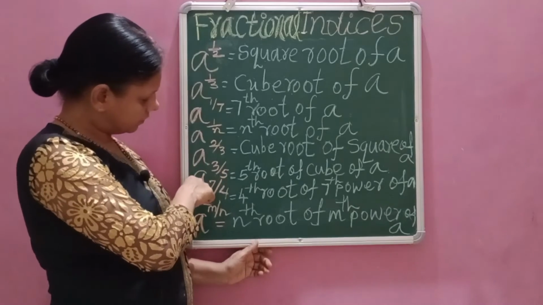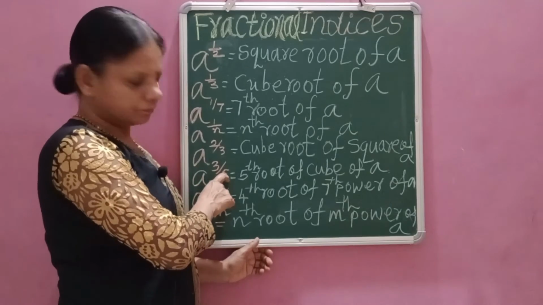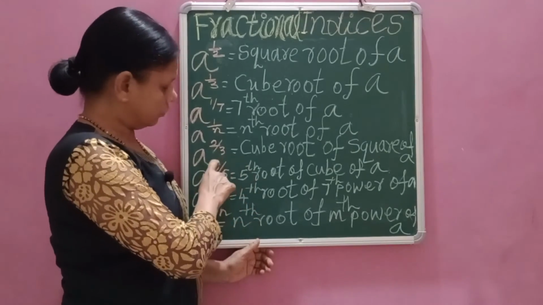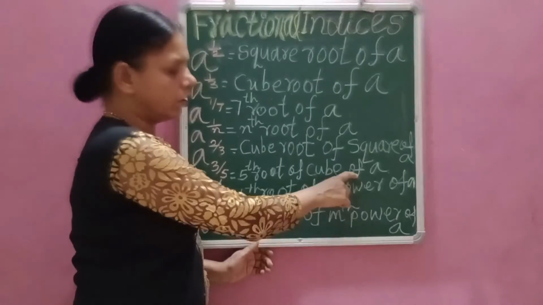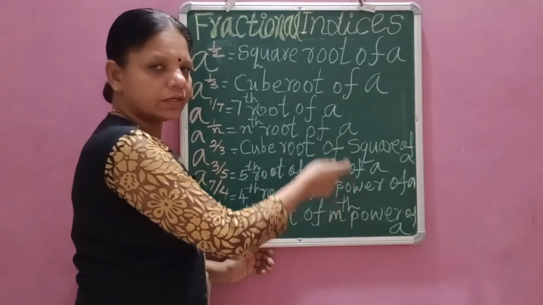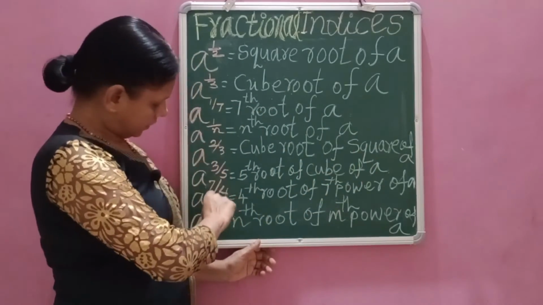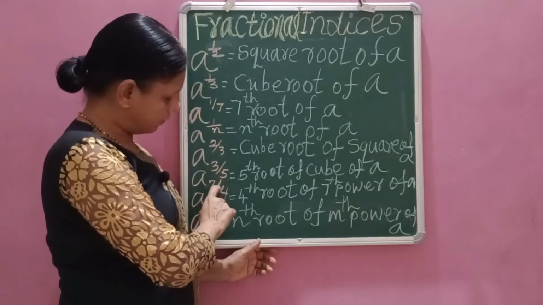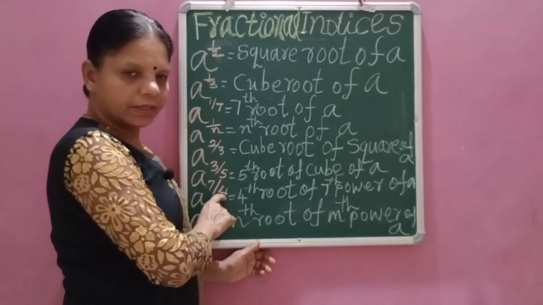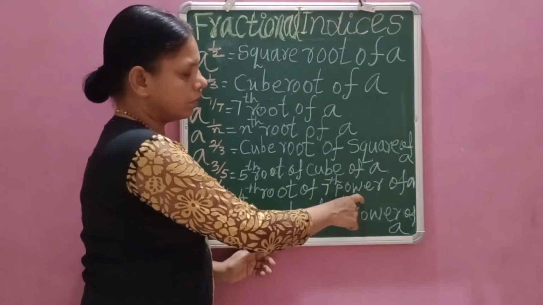Next one, a raised to 3 upon 5. So how to read it? Fifth root of third power, how to say? Cube of a. Fifth root of cube of a, or you can say cube of fifth root of a. Anyway you can name it. Next one, a raised to 7 upon 4. 4 is in the denominator, therefore fourth root of seventh power of a.